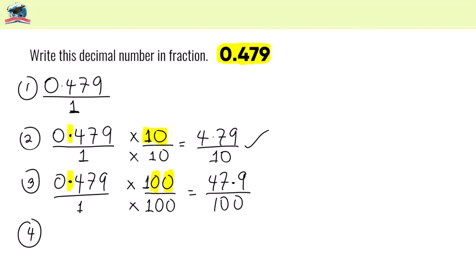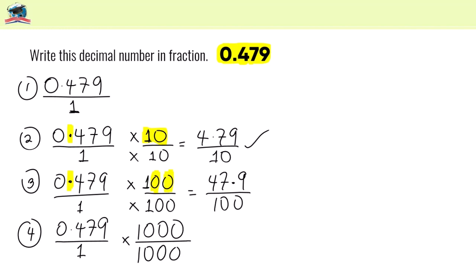So this is going to be the fourth attempt here. It's going to give us another answer. We have 0.479 all over 1. You want to move that decimal point 3 places to the right. So that is going to be times 1,000. 1,000's got 3 zeros. So that means the decimal point will move 3 places. Numerator and denominator must also be multiplied by the same figure, 1,000. And what do we get? 0.479 times 1,000 will give us 479. The point is right there. This shows it moved 3 places. All over 1,000. Good.